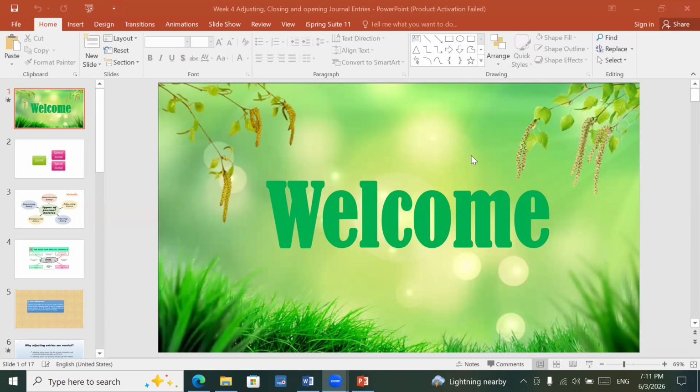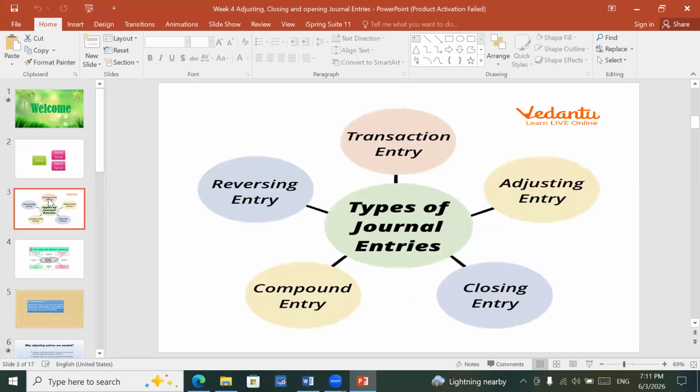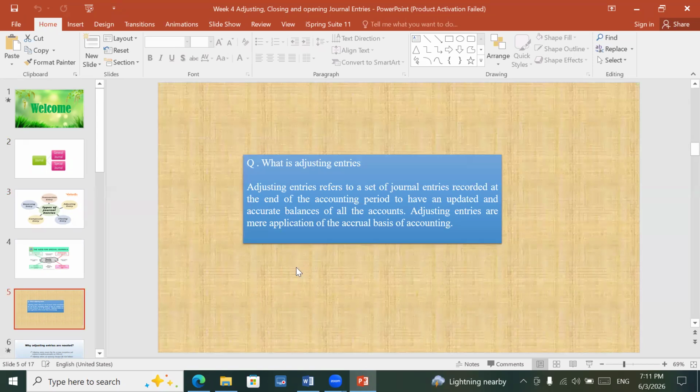Welcome to this session. Today we will start adjusting journal. You know that journal entry is generally of two types: general journal and special journal. General journal we can divide into five categories. Out of these heads, general adjusting entries or adjusting journal is in the second position. So now I am going to start.